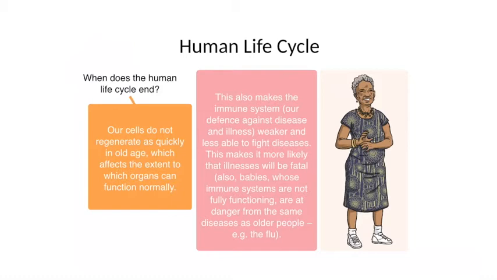And we're always fighting off disease. But again, like everything, as you get older, it becomes weaker, and it makes it much more likely that illnesses will be fatal, so results in death. If you think about babies, their immune systems aren't as fully functioning as an adult's, or even as a younger child's, for example. So they're actually in a lot of danger from similar diseases as older people as well.